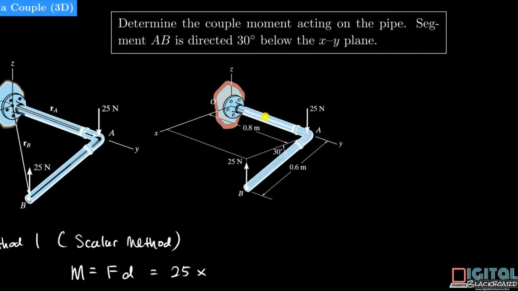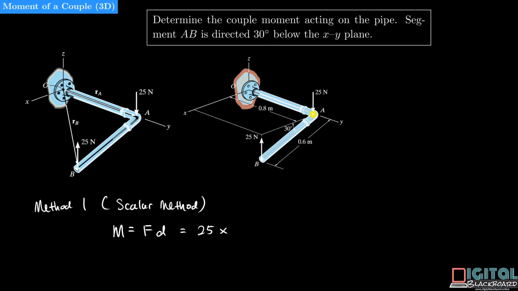According to this right hand side figure, the perpendicular distance is actually referring to this horizontal distance here, which can be easily found by 0.6, which is the length of this segment AB, cosine 30 degrees. That will give us 13.0 newton meter. So to put this into a vector form, we say that the moment is equal to minus 13.0 j newton meter. Why is it j?